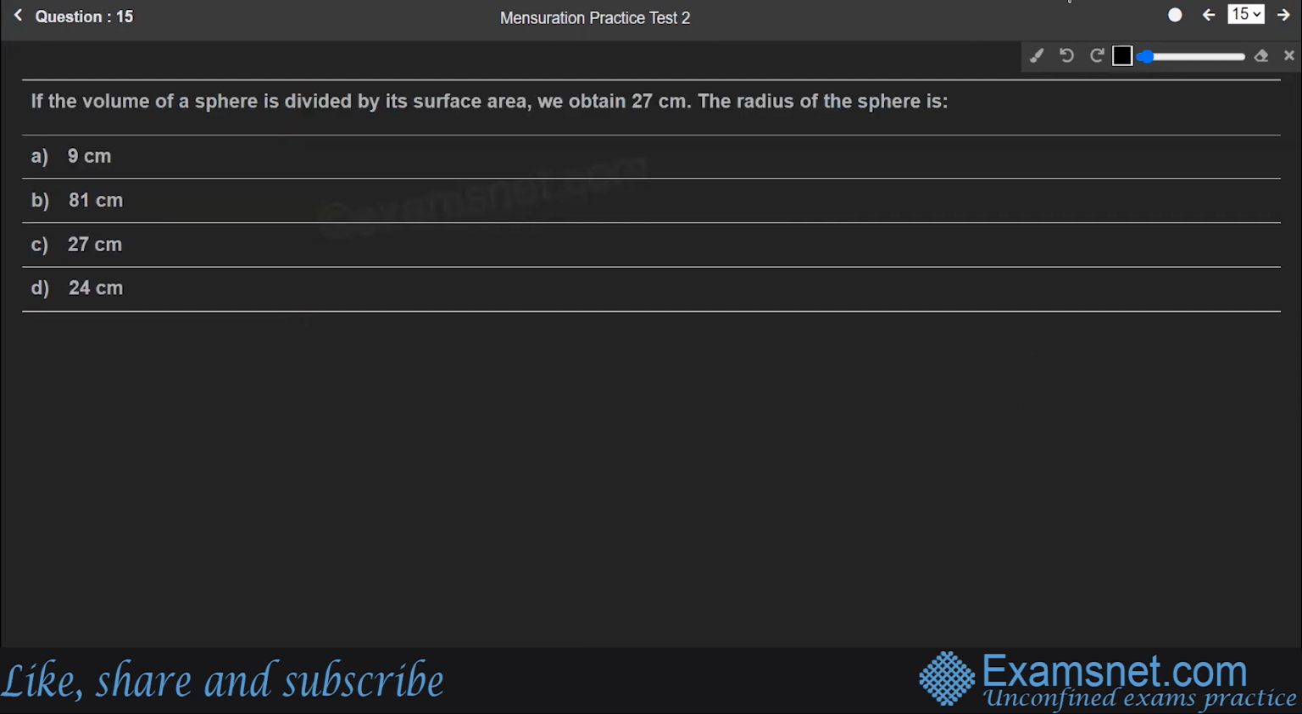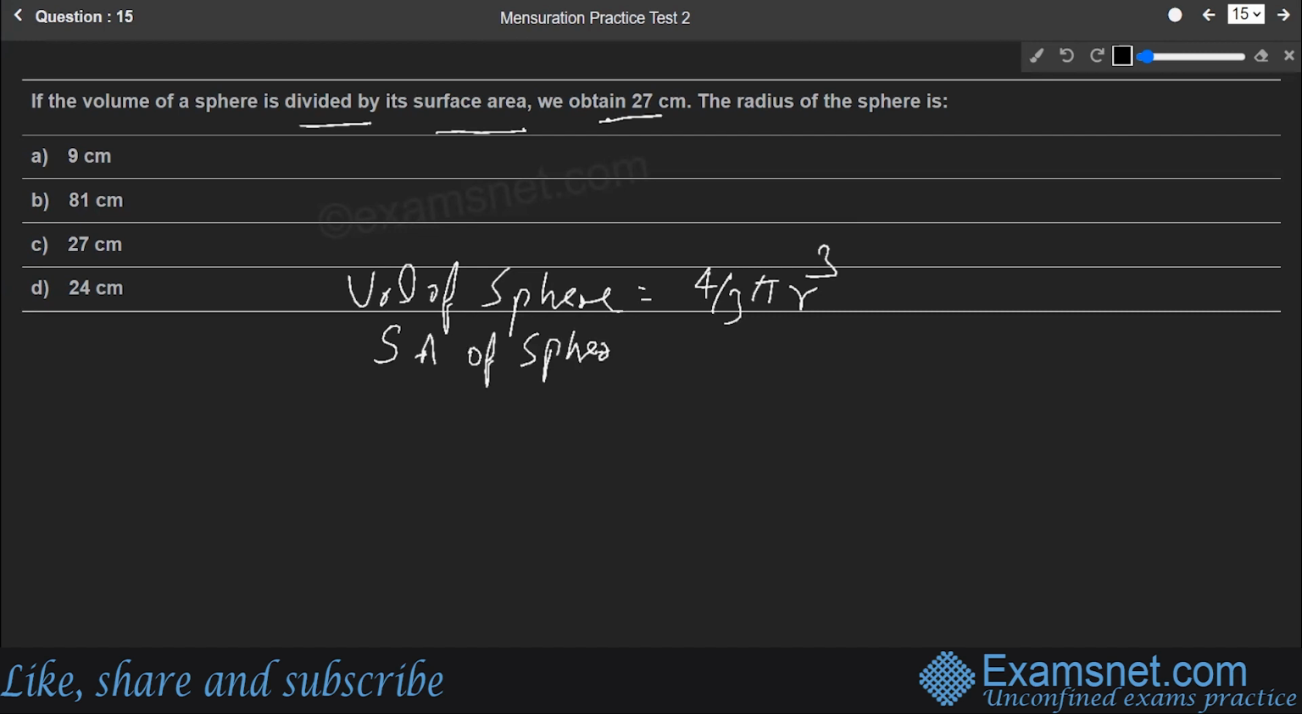Now, if the volume of the sphere is divided by its surface area, we obtain 27 centimeters. So let us put the expression of volume of sphere. Volume of a sphere is given by 4 by 3 pi r cube. Now, similarly, he has asked for the surface area. Surface area of a sphere is given by 4 pi r square.